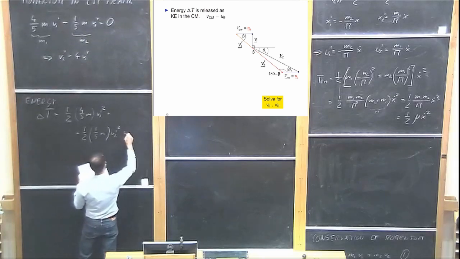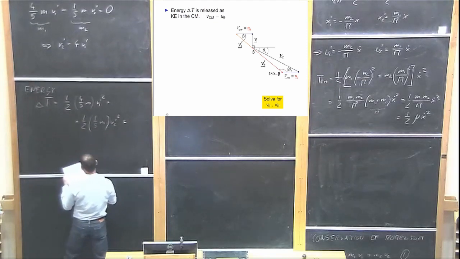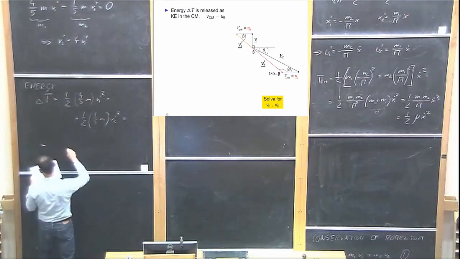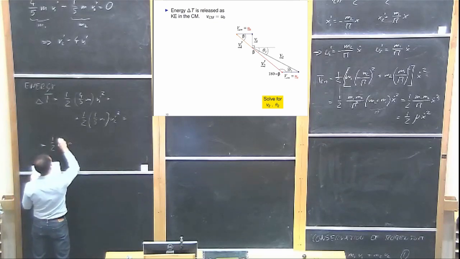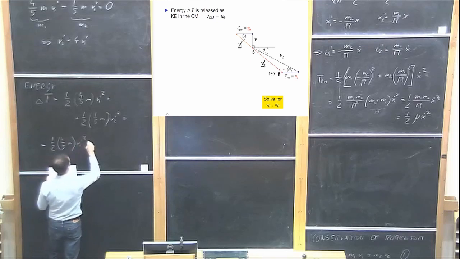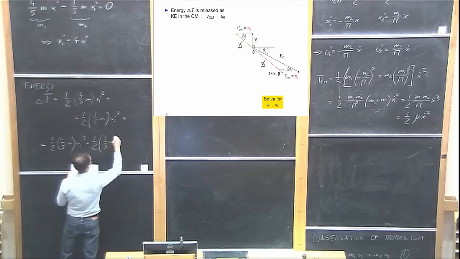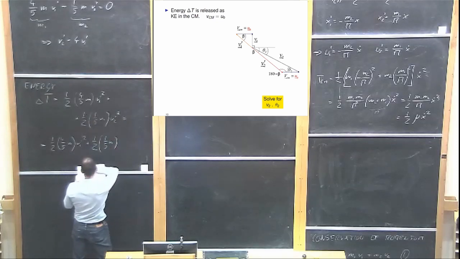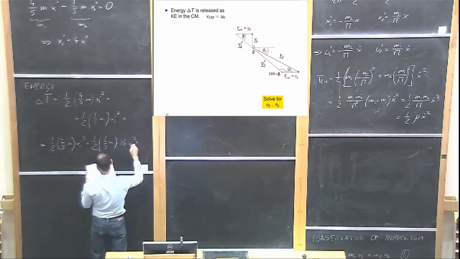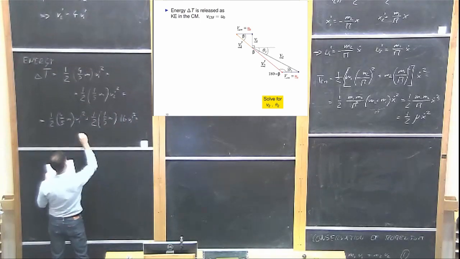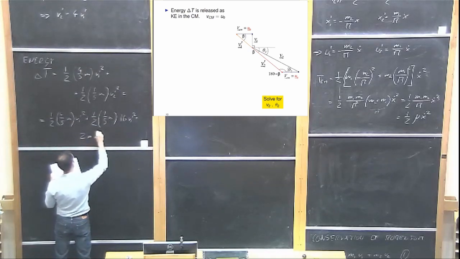And if you use the relationships from above, you can rewrite that as 1/2 4/5 m v1 prime squared plus 1/2 1/5 m, and you just plug in the relationship from above, 16 v1 prime squared, which equals 2 m v1 prime squared.